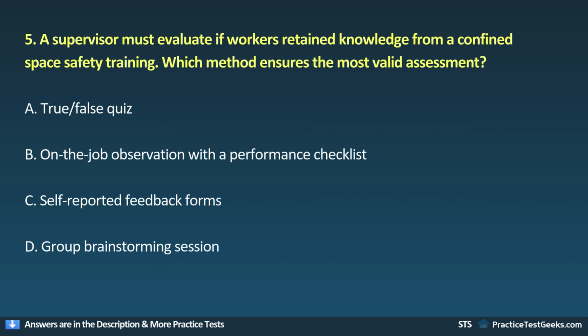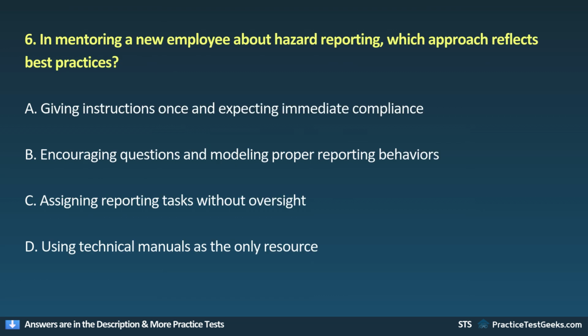A. True-false quiz. B. On-the-job observation with a performance checklist. C. Self-reported feedback forms. D. Group brainstorming session. 6. In mentoring a new employee about hazard reporting, which approach reflects best practices? A. Giving instructions once and expecting immediate compliance. B. Encouraging questions and modeling proper reporting behaviors.